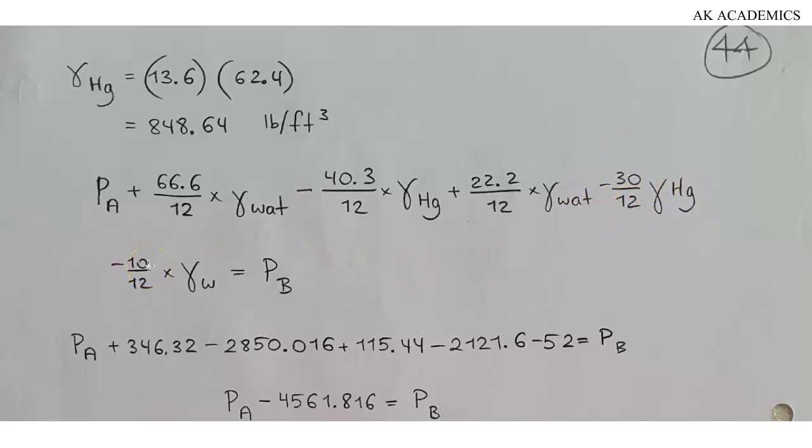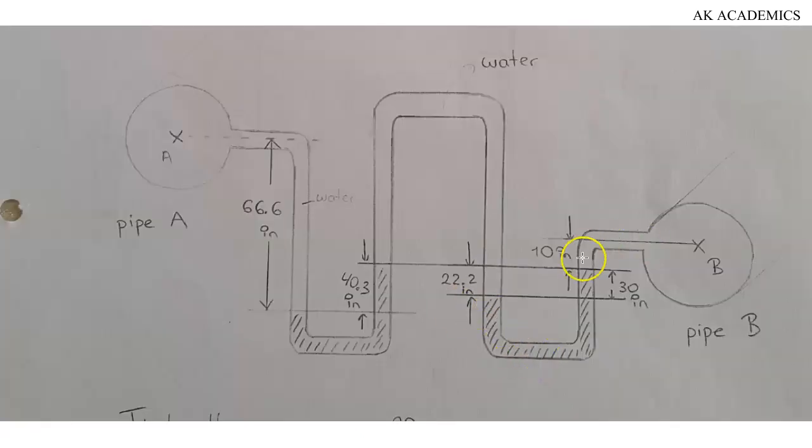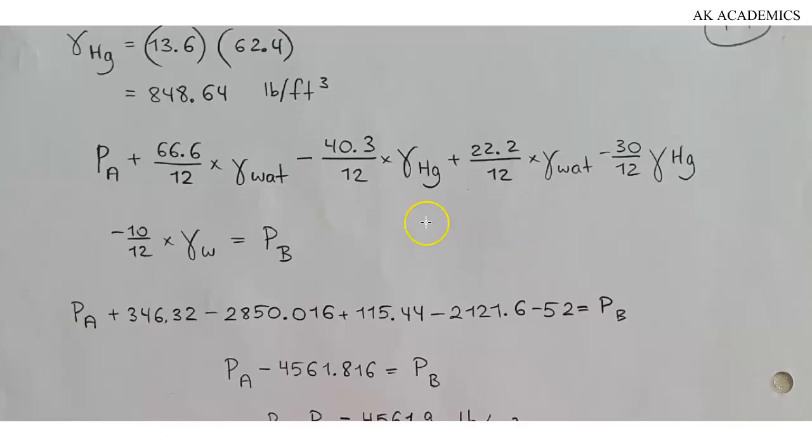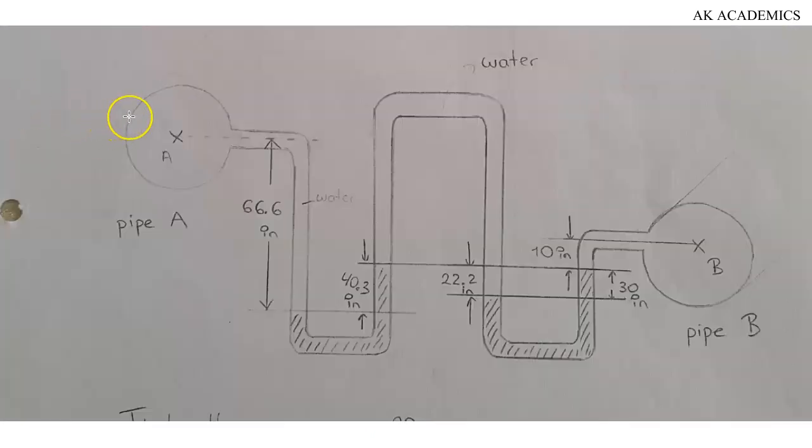Then the last point is 10 inches and it is water flowing upward. Since water is flowing upward, it will be minus 10 over 12 multiplied by specific weight of water. You then equate everything to pressure at point B. Please take note of this. All the pressures starting from point A, you add everything together and equate them to the pressure at this particular point. This is very important. Okay?